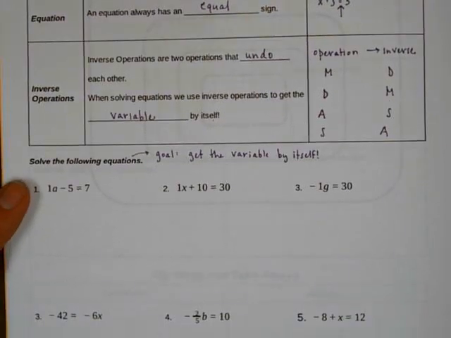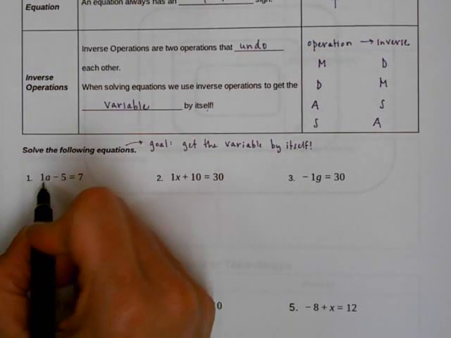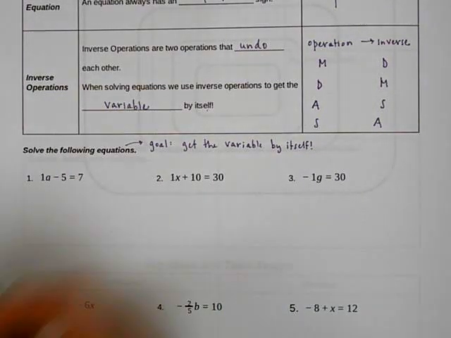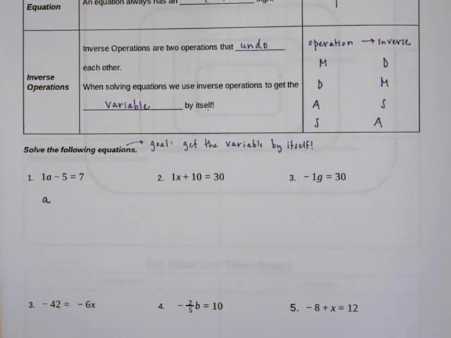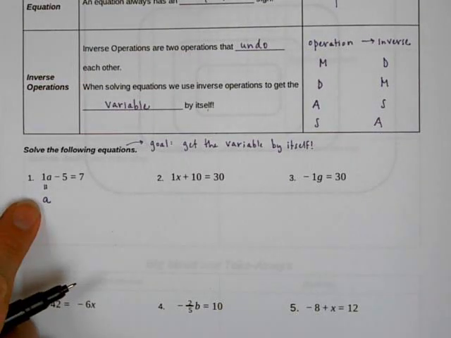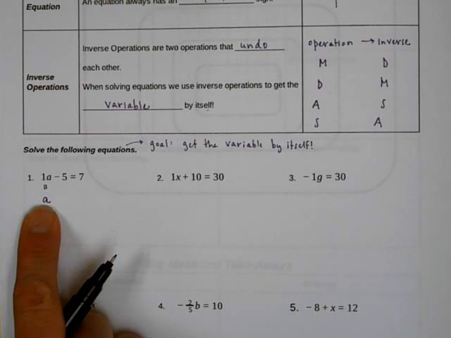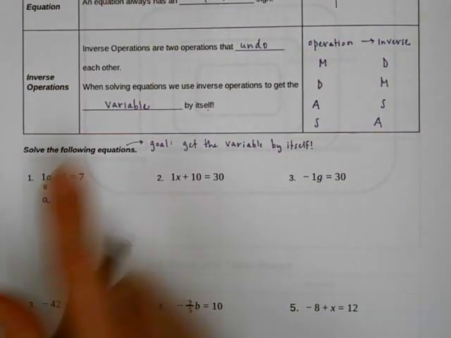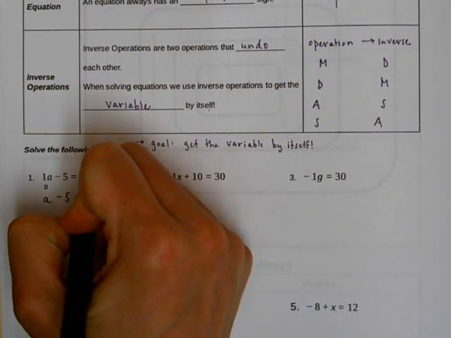So the first one, now this one's interesting because it looks like it's more complex, but here's what I want you to realize. If I'm saying 1a, that just means literally that I only have 1a, so that is the same as if I wrote a by itself. These two representations are equivalent, they're equal. So instead of writing 1a, it's much more simple if we just call it a. So to solve this, I'm just going to rewrite the equation as a minus 5 is equal to 7.